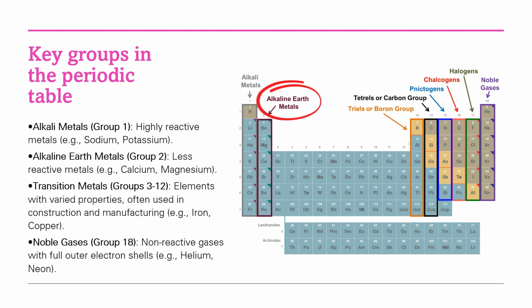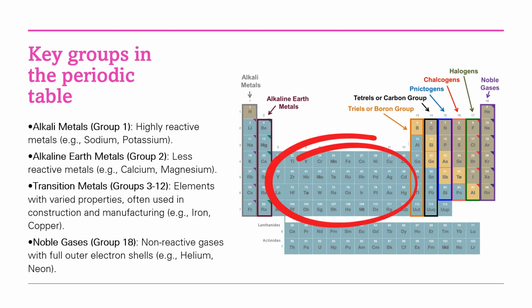Alkaline earth metals are present in group 2 of the periodic table. They are reactive metals, but less than alkali metals. Examples include calcium and magnesium. Transition metals are in groups 3 to 12. They are elements with diverse properties, and they are often used for industrial purposes. Examples include iron and copper.